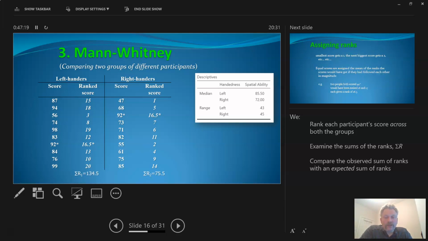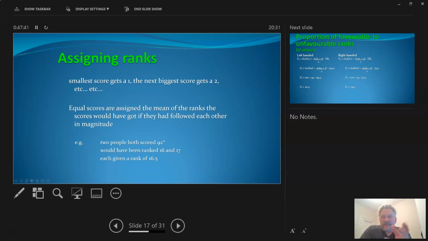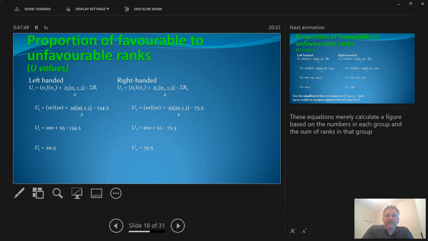So we can just continue with that and then work out the total of all of those ranks. And what you should start to see here is that this difference based on the raw scores is also manifesting itself, perhaps more so in fact, on these rank scores of each of those groups. This slide just explains all about the ranking, but we've already gone through that. Okay, so we've now got the ranks for our left-handed and our right-handed groups.